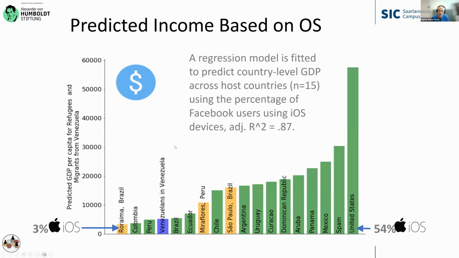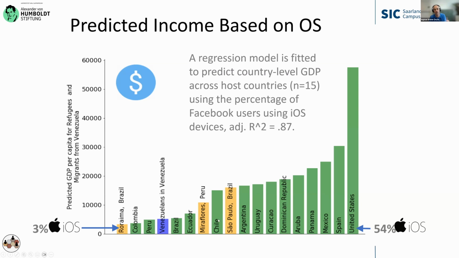For this, we train a regression model that predicts country level per capita GDP using only the percentage of Facebook users in that country that use iOS. Let me explain. Suppose that in Argentina as a country, the GDP was $30,000 per year, and suppose that in Argentina, 20% of Facebook users are using iOS devices. Then this regression model would learn, okay, 20% iOS users maps to more or less $30,000. Using just a single variable works surprisingly well. It explains almost 90% of the variance in per capita GDP of Latin American countries. It's a very, very simple model.